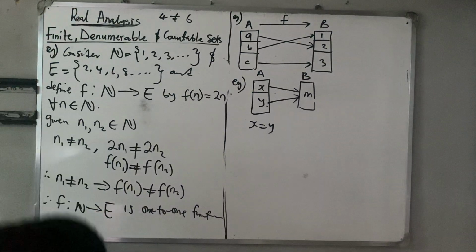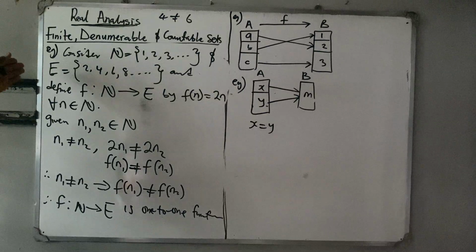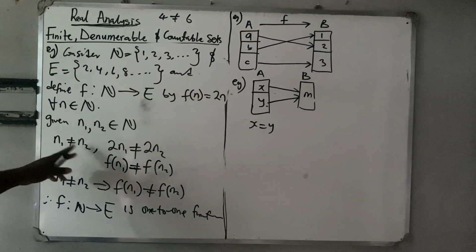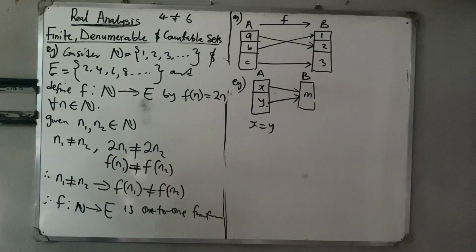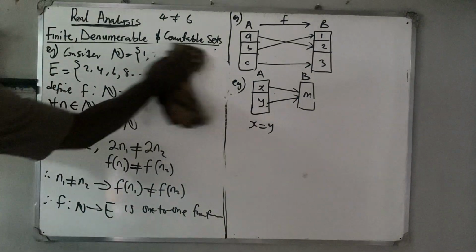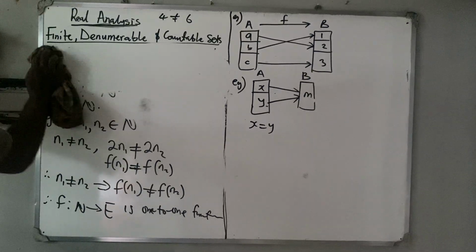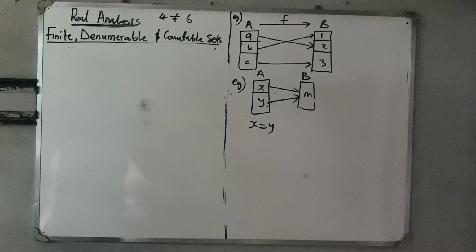So let's look at the next example. Example number 2. So this one now, we use the first statement, that two distinct elements must give you distinct images. So now, let us use the second statement that says that if the images of two elements are equal, obviously their points are equal.